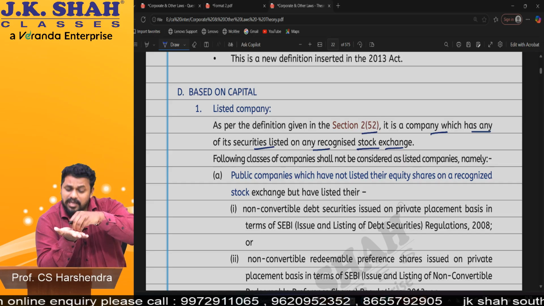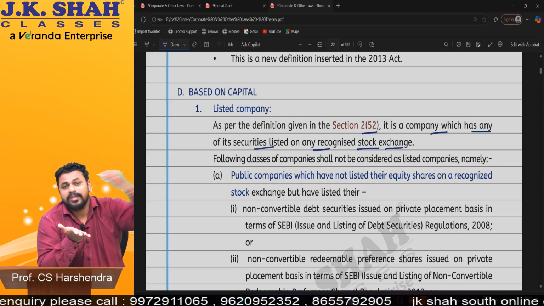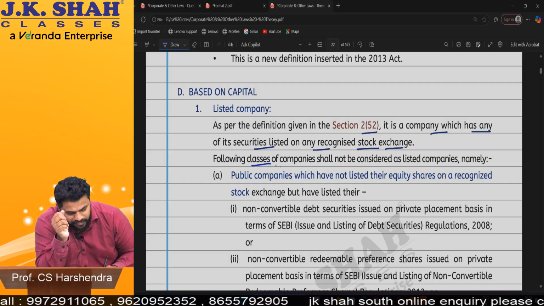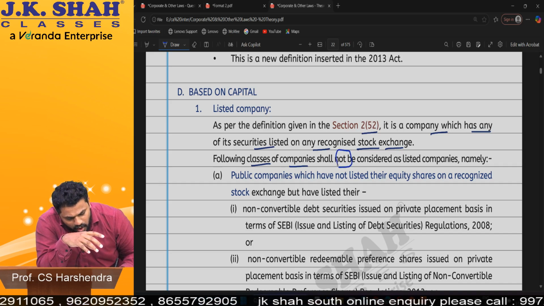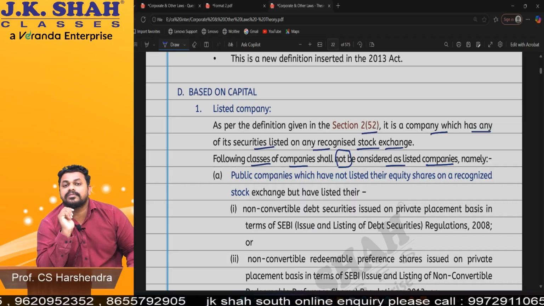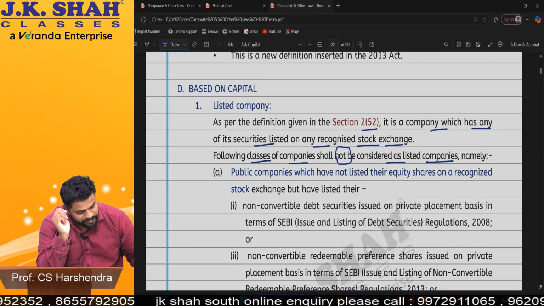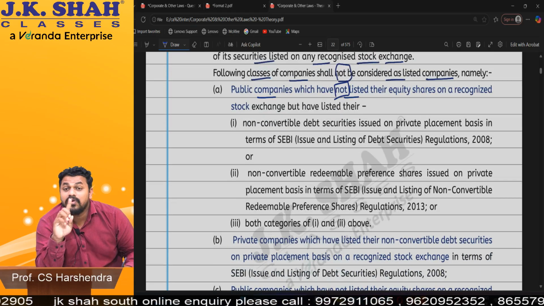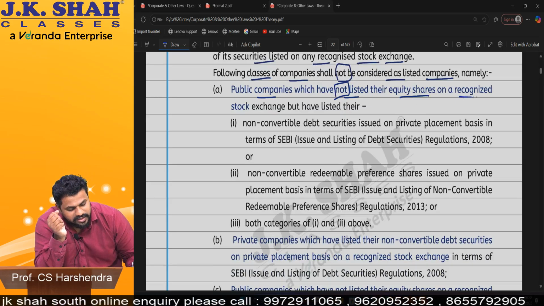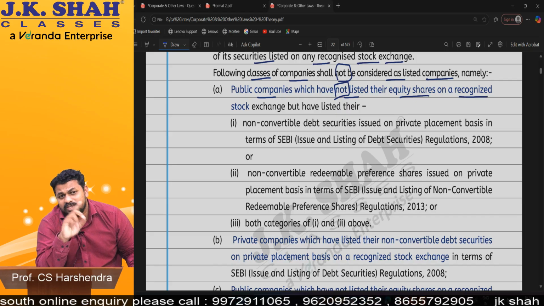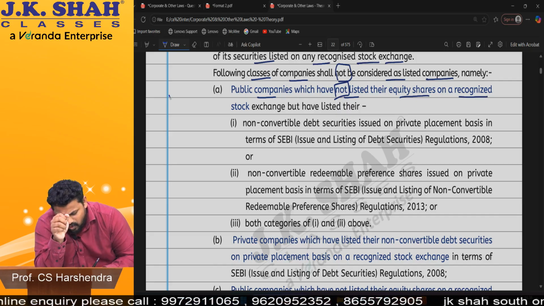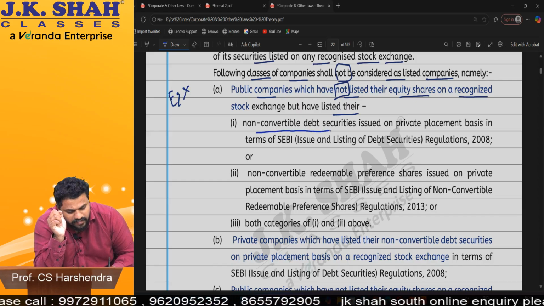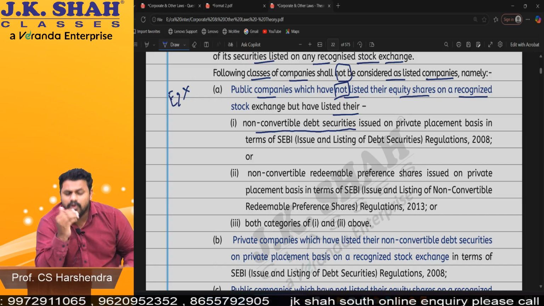However, there are some companies whose securities are listed on a stock exchange, but they will not be called listed companies. Which companies are these? The following classes of companies shall not be considered as listed. First, public companies which have not listed their equity shares on a recognized stock exchange, but have listed their non-convertible debt securities, like non-convertible debentures.